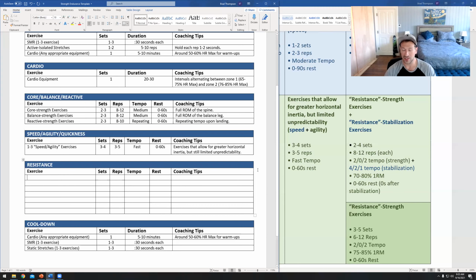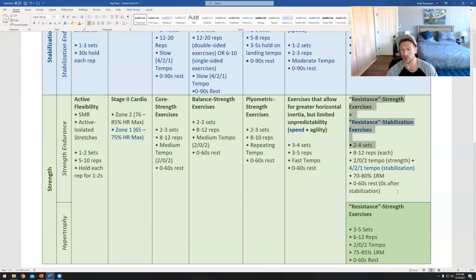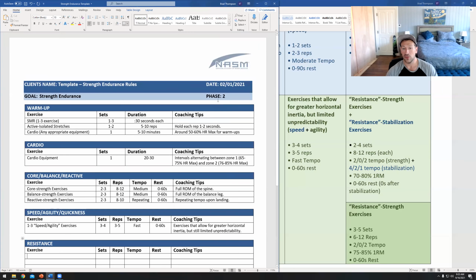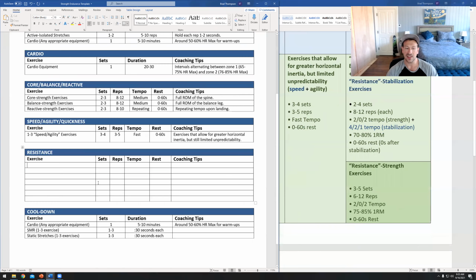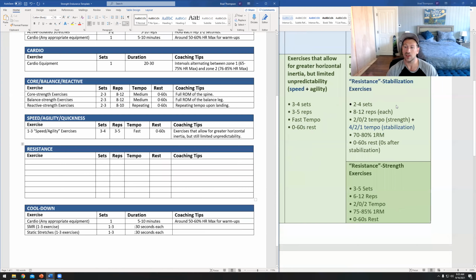Now, for the resistance section, here's the thing. If you're in strength endurance, yes, total body exercises can exist. When we get in here, we're going to follow these rules because we're in this first phase of the strength level, right? We're only in phase 2. So you can still do total body exercises, but here's what I'll say, guys.